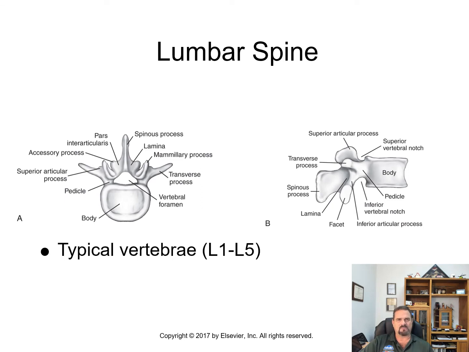Okay, and we go to the lumbar spine. L1 through L5. These are much lower in the back. Looks very much the same as any other vertebrae. Notice that the vertebral foramen starts to narrow out. It gets a little bit smaller because the actual vertebrae itself does get smaller.